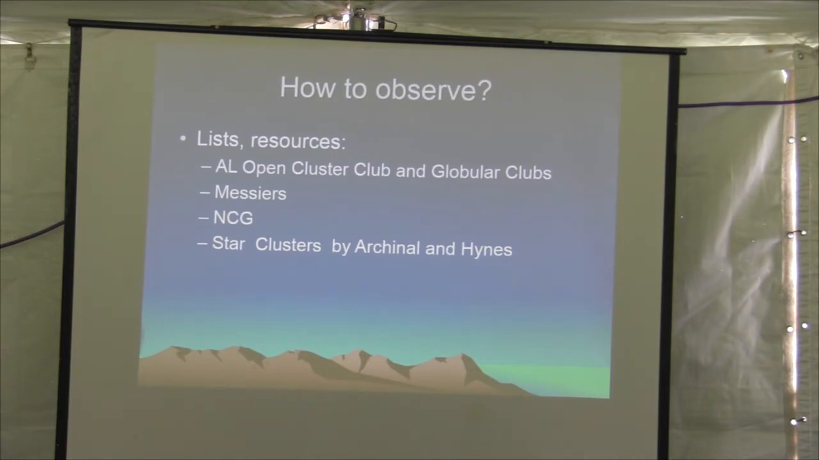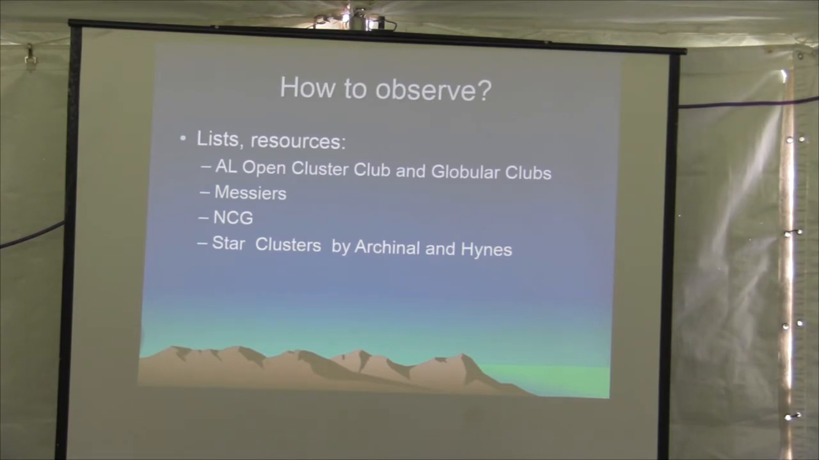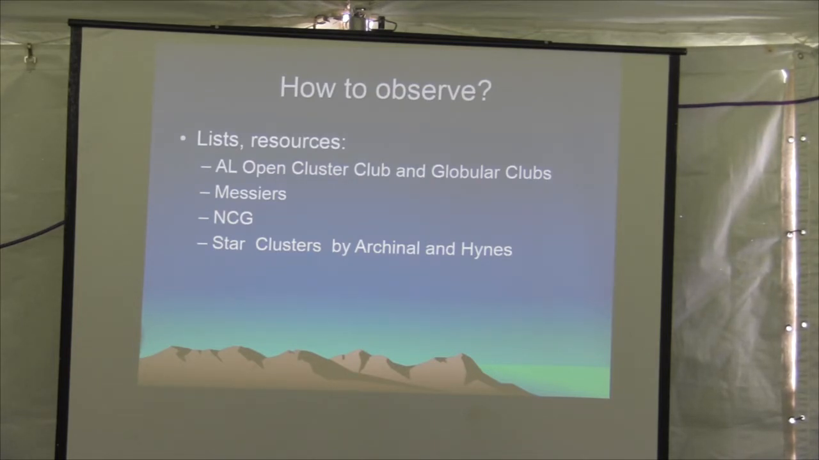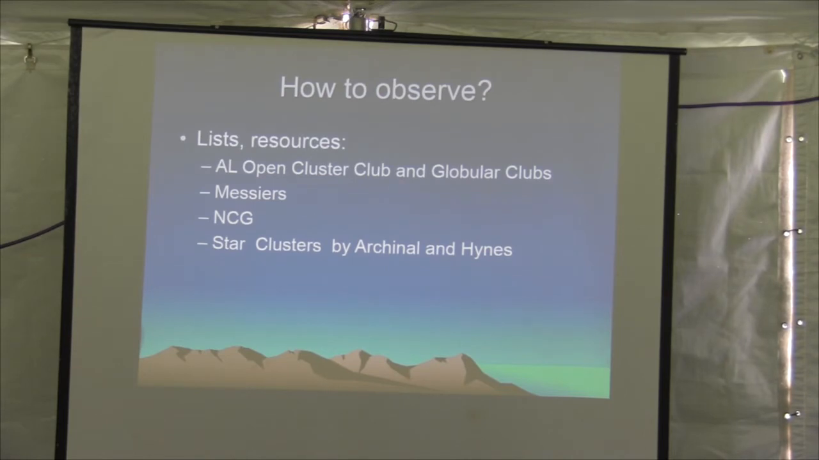You have what's called the NGC list. There's a great book called Star Clusters, by Brent Archinal and Stephen Hynes. An interesting thing about Brent is that he is one of the original members of NOVAC. When NOVAC became a club back in, I believe, 1991, Brent was one of the original members. He's a scientist with the USGS, and he's out in Flagstaff now. So he's a long-distance member of NOVAC, but he worked on this book with Stephen Hynes, and it's a fantastic book. Even if you're not overly scientific, it's still a wonderful reference for observing or learning about clusters.